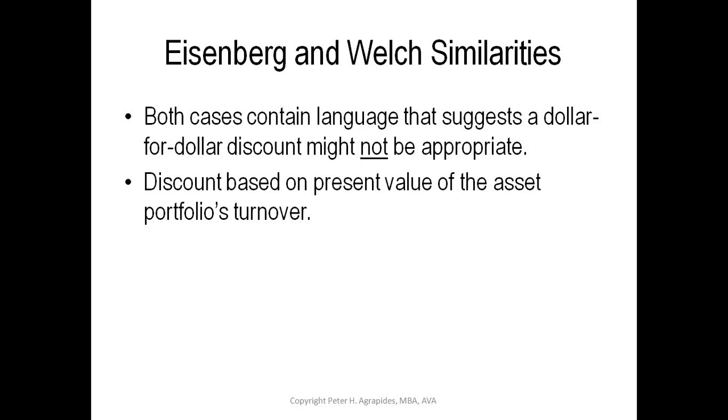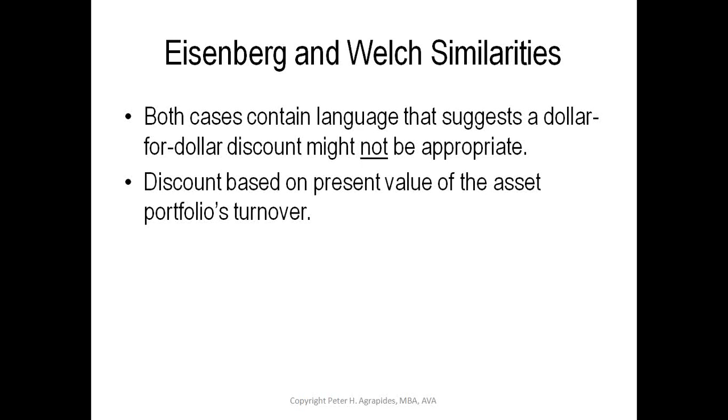Similarities between Eisenberg and Welch are that both cases contain language that suggests the dollar-for-dollar discount might not be appropriate. This is important for some of the more recent cases, as we'll see in just a moment. The discount was based on the present value of the asset portfolio's turnover.